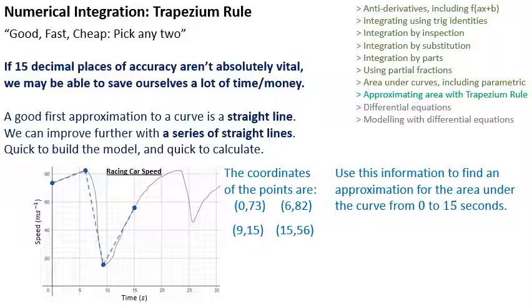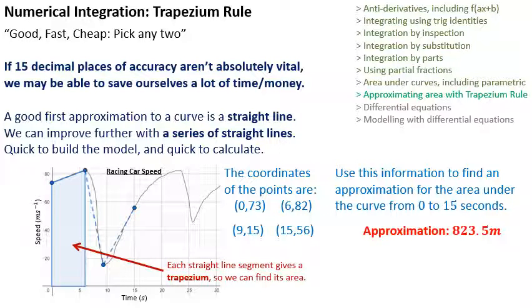So our approximate value is going to take advantage of the fact that each of these straight line segments corresponds to a trapezium, and we can calculate the area of a trapezium either directly using the average width times height formula, half (a + b) times h, or you can break it into a rectangle with a right angle triangle on the top. I get an approximation of 823.5 meters using these 4 points.